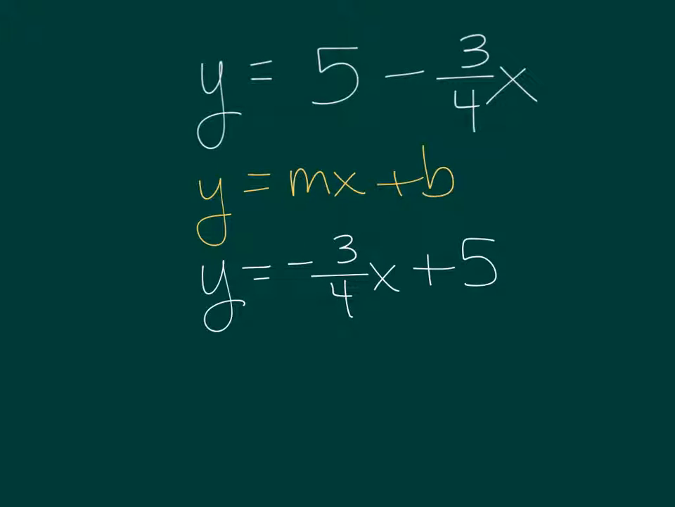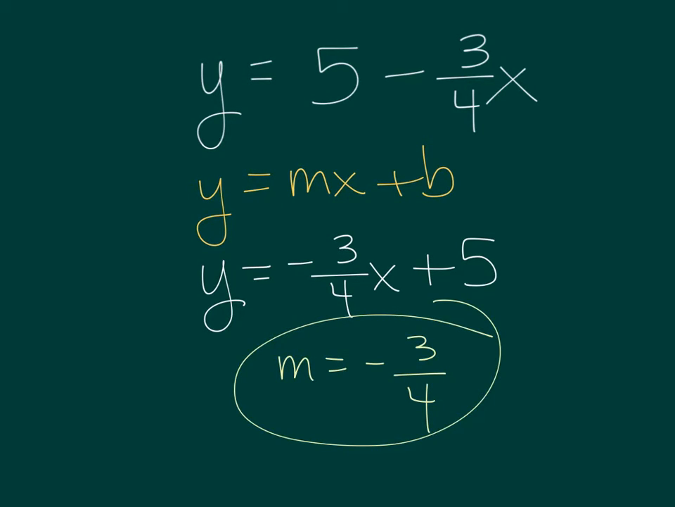I could do that because I'm simply using the commutative property and rearranging things. So when I do that, I think you would agree that right here we have our slope, and our slope is simply m equals negative 3/4. And we're done. We found the slope for this equation.